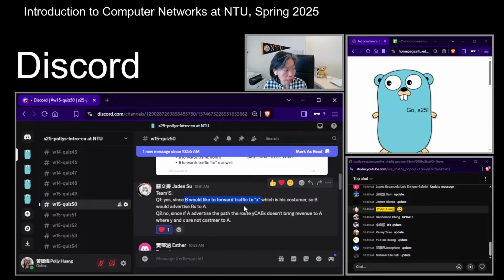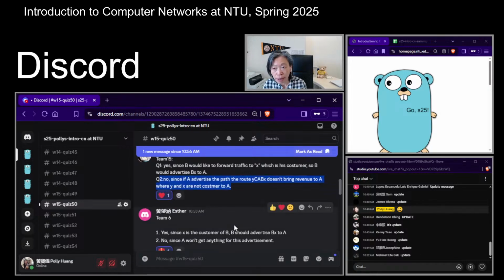And so B will need to announce X's existence outside. Okay, but you see, A here sees that the eventual destination is X, and X is not my customer. So unless B pays A, A will refuse to advertise ABX to C. Okay, makes sense. And so this is probably the first thing A does to force B to negotiate with A and come up with the deal to transit traffic to Y. Okay, so hey guys, if you say no for Q2, it's not wrong at all. This is very likely the case at the beginning.